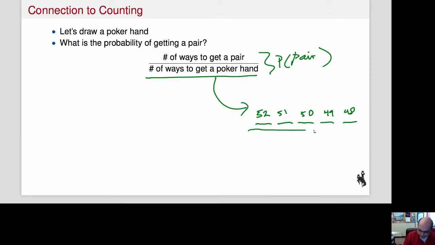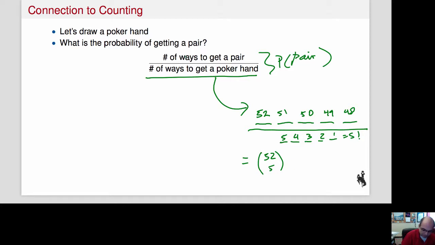If I don't want orderings, then I need to divide by the total number of ways to rearrange those 5 cards. And that is, of course, 5 factorial, right? Because I choose this one 5 ways, 4 ways, 3 ways, 2 ways, 1 way. That's just 5 factorial. By the way, this whole thing is equal to 52 choose 5, and that makes sense because I picked 5 cards out of a deck of 52. So that's the number of ways to get a poker hand, right?